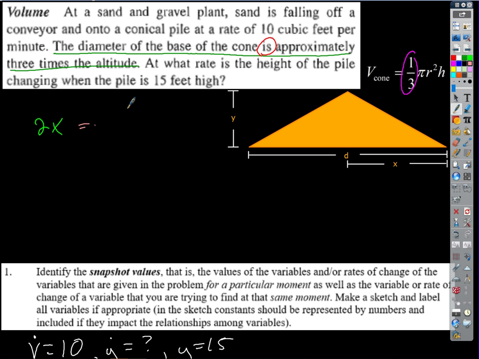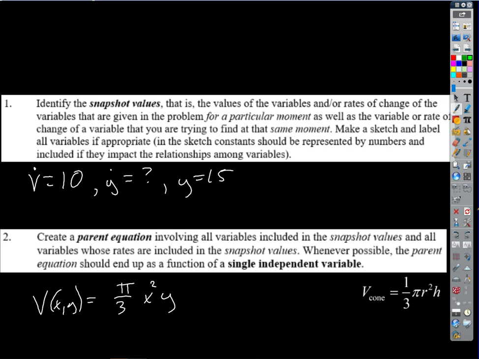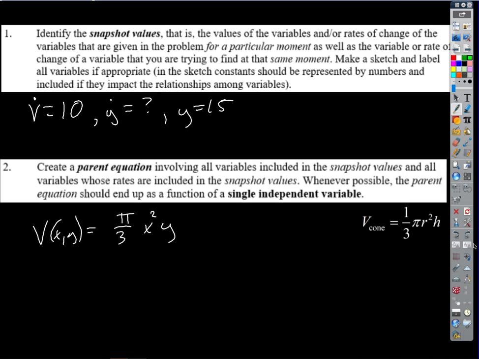3 times the altitude. 3y. There you go. Right, so there's the relationship we need. Now we want to rewrite our parent equation in terms of the stuff that we have, which is a y, and eventually a y prime.